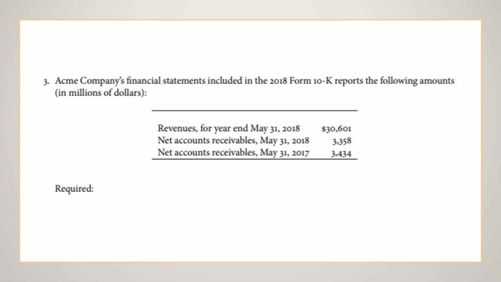So the problem given to us says: Acme Company's financial statements included in the 2018 Form 10-K report the following amounts in millions of dollars. Revenues for the year ended May 31, 2018 was $30,601. Net accounts receivable for May 31, 2018 was $3,358, and net accounts receivable for May 31, 2017 was $3,434.